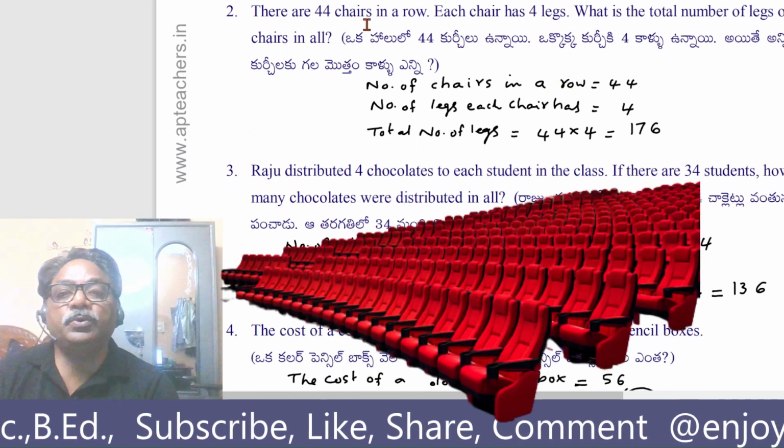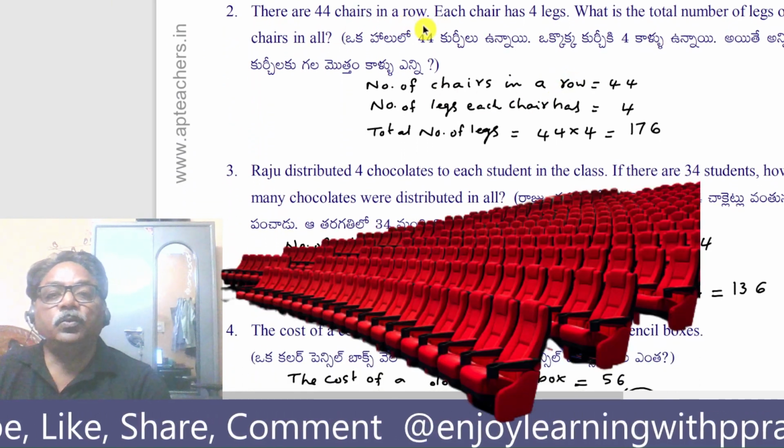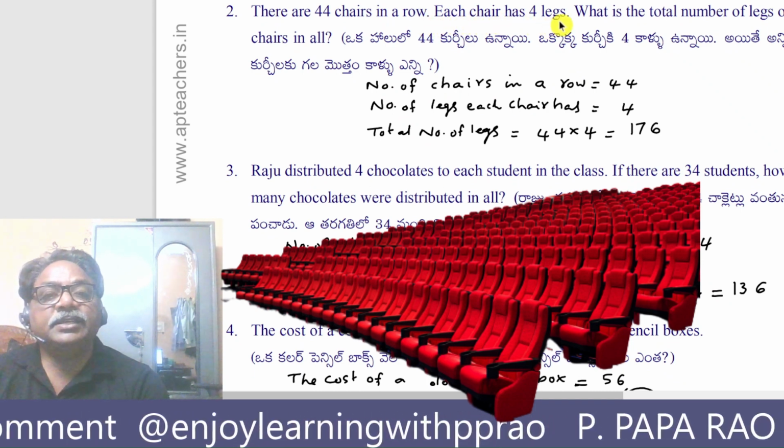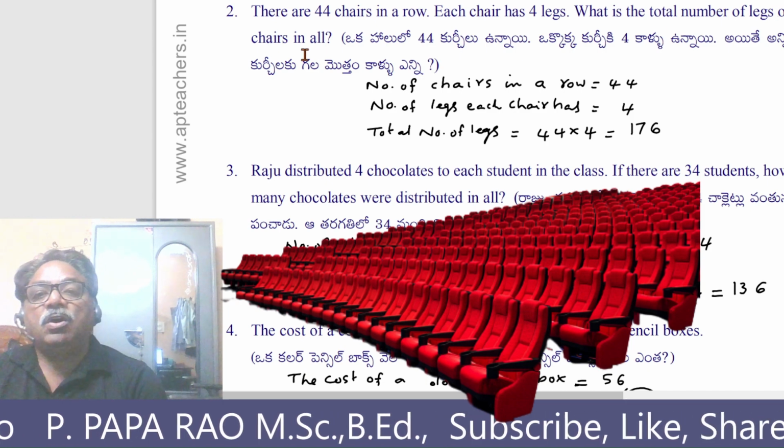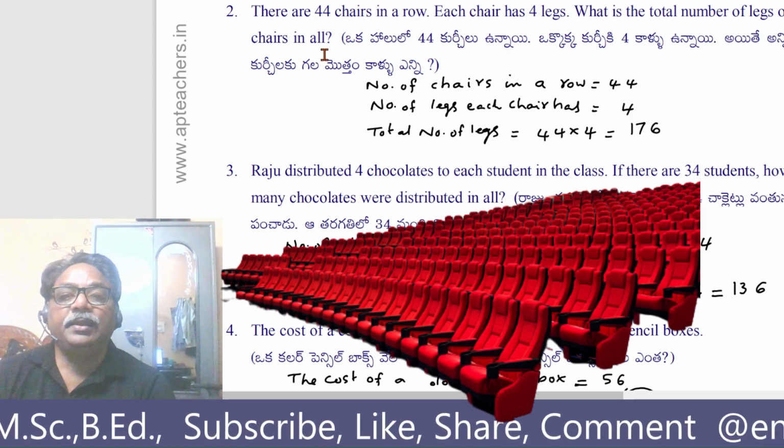There are 44 chairs in a row. Each chair has 4 legs. What is the total number of legs of chairs in all?